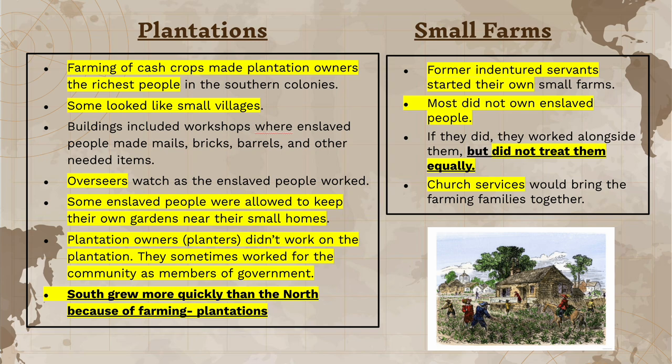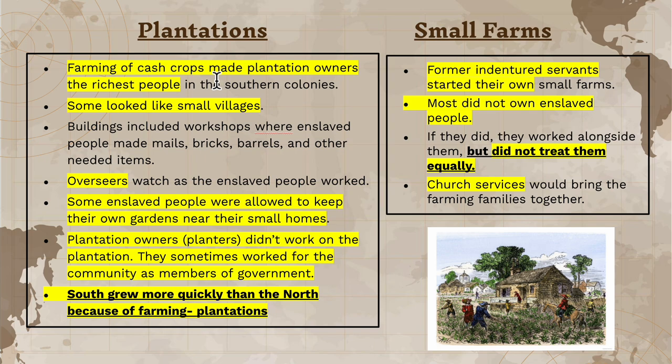So plantations were made in order to farm those cash crops. So that makes the people who own the plantations the richest people in the Southern Colonies. And usually they're so rich, they don't have to actually work. Their job is literally just to own the land and pay the people who actually do all the work, and buy the enslaved people who do all the really, really hard work.